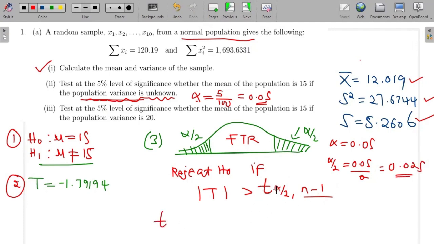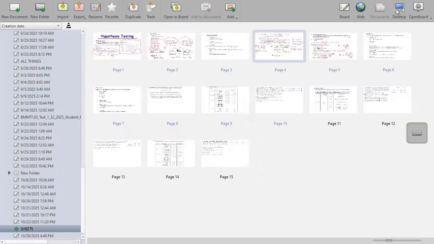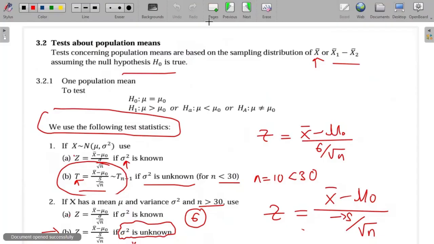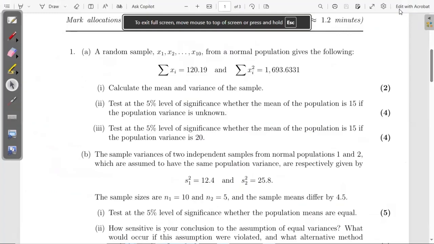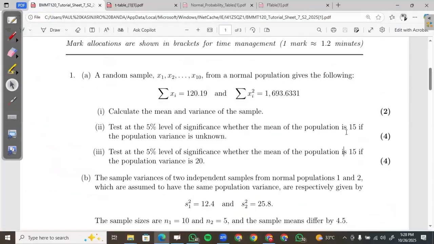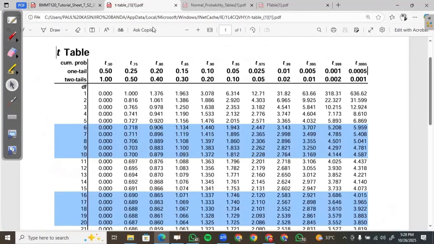Okay, so let's find this. So it will be t, this alpha over 2, it's 0.025, comma, n minus 1. N is 10. So meaning this will just be 9. Okay, so let's find this value and see if it is less than modulus of t. Okay, I'll go to my t distribution table. So the t distribution table is here. So I'm looking for t 0.025, comma 9. So meaning the degrees of freedom are 9.